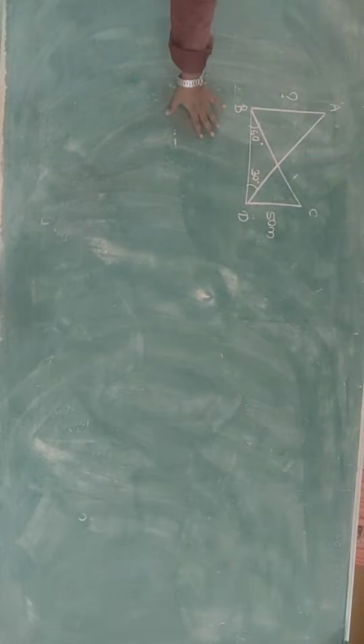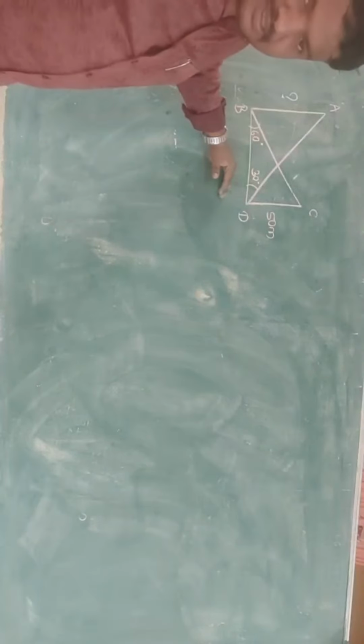How to calculate, any idea? See, two triangles we have. One is triangle ABD, another one is triangle CDB. Which side is the common side? Base BD, the ground is common, correct? If you calculate BD using the triangle CDB, then easily you can calculate AB.